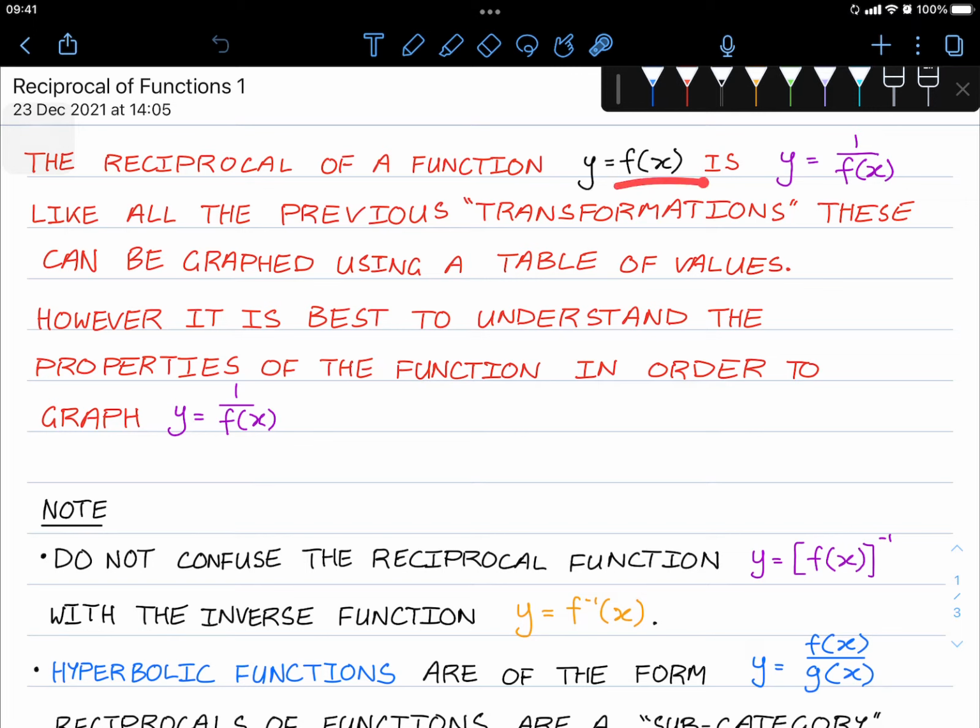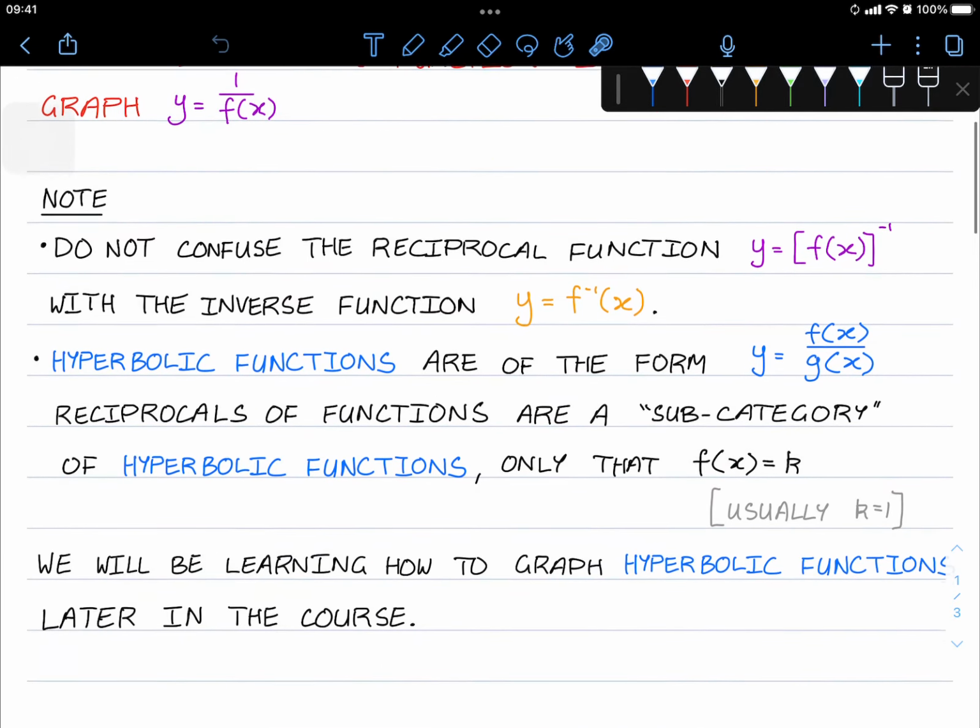Like all previous transformations, not entirely sure what to classify all these different changes to functions, we can call them transformations. These can all be graphed using a table of values. However, as we've seen in the previous transformations, it is best to understand the properties of the function in order to graph y equals 1 over f of x. So you could use a table of values, but as we'll learn in this, it's best to understand what is happening with reciprocal functions in order to graph them.